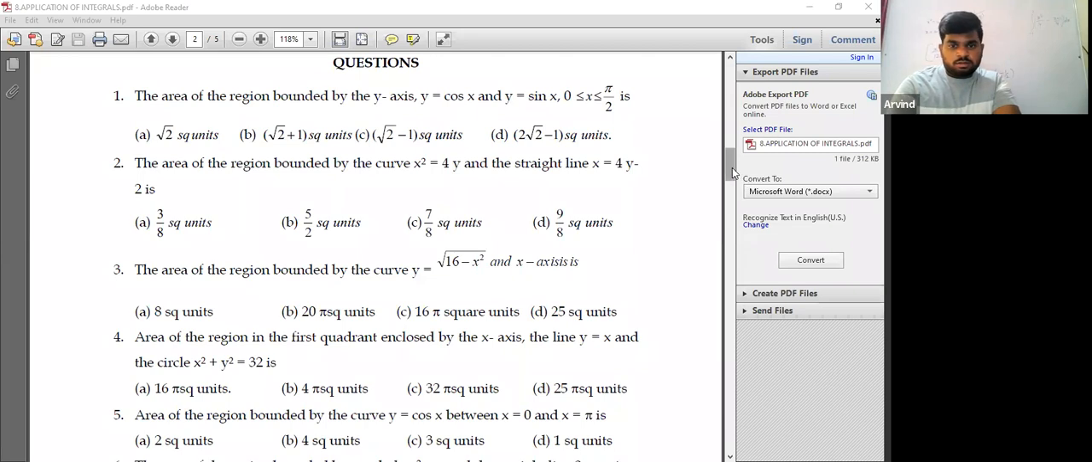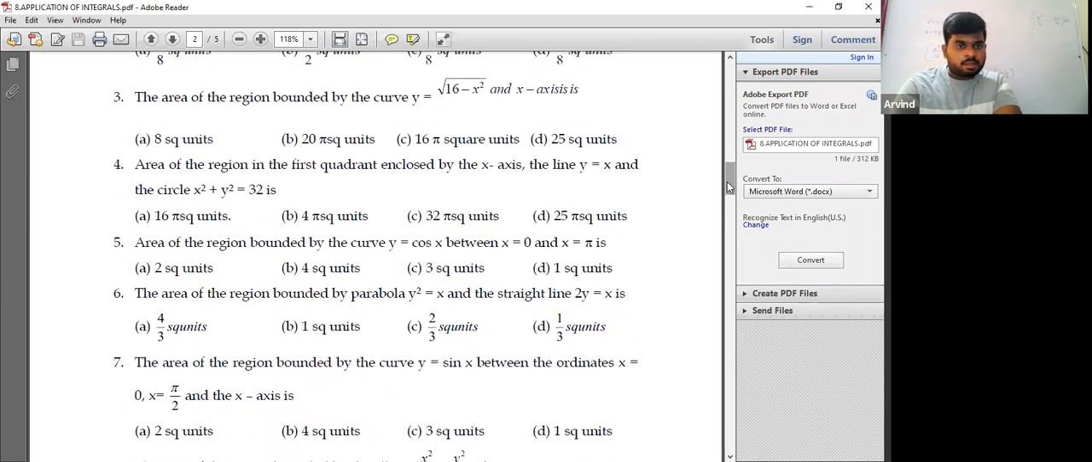Okay. The area of the region bounded by the curve root of 16 minus x square and x axis. This is a very, very easy one. Root of 16 minus x square. Actually, what type of figure is that? Y is equal to root of 16 minus x square. Which curve is that? Is it a straight line, parabola, hyperbola, ellipse, or a circle? Which figure is that?